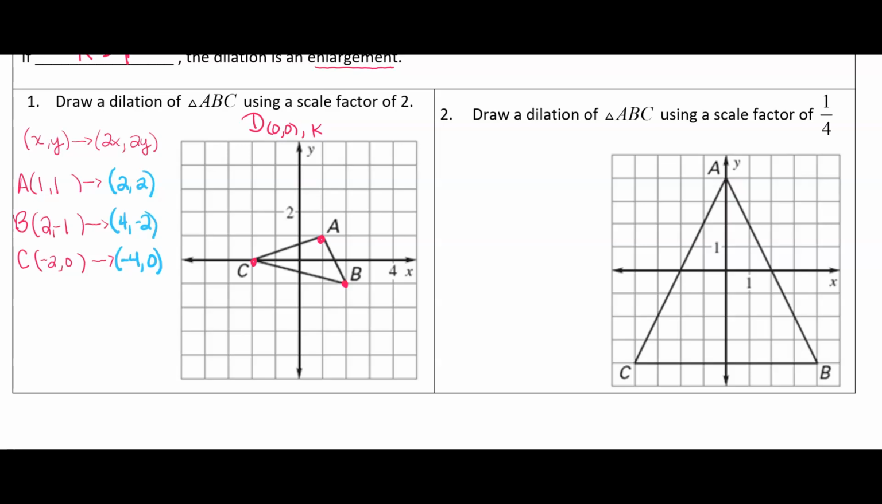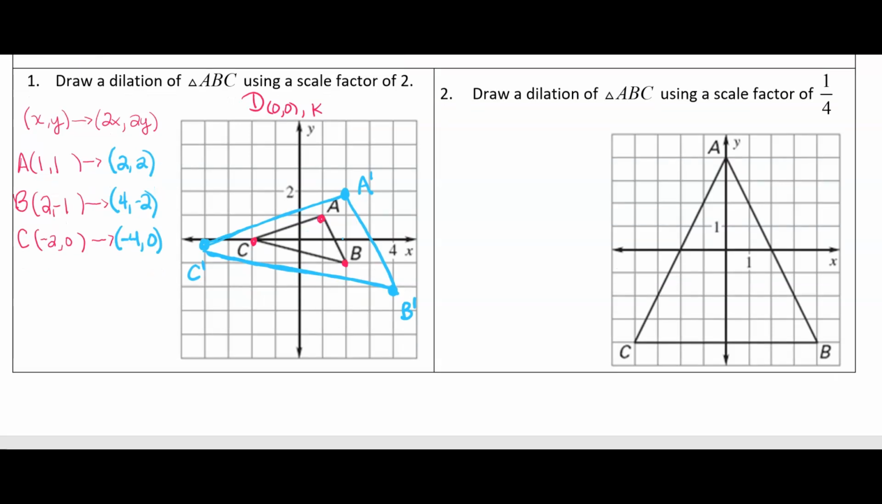Now I'm going to graph these. 2, 2, so we can call this A prime. 4, -2, that can be B prime. And then -4, 0, that can be C prime. So I'm going to connect my vertices. And as you can clearly see, I now have a bigger diagram because the scale factor was above 1. Therefore, I have a dilation enlargement of triangle ABC.